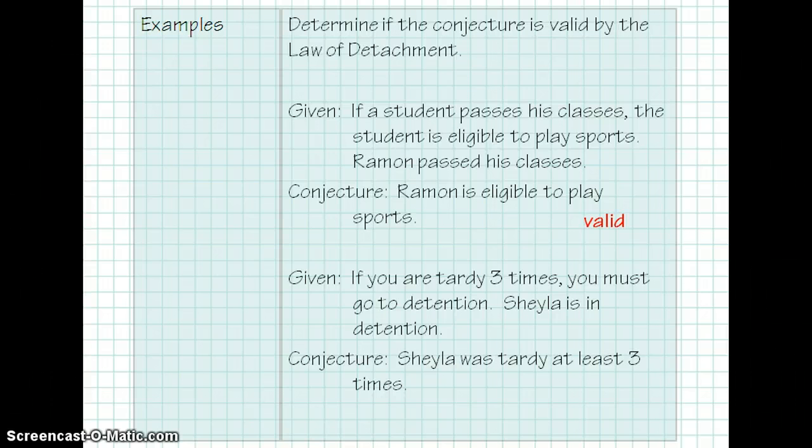Let's look at another one. If you are tardy 3 times, you must go to detention. Shayla is in detention. Conjecture: Shayla was tardy at least 3 times. This is not valid. Now notice the difference here. This time we've got Shayla is in detention being matched up with the conclusion, and our conjecture is the hypothesis. And we can't do it that way. The Law of Detachment says that we have to match the conclusion with the conclusion. So you have to make sure you're matching up what you should be matching up.